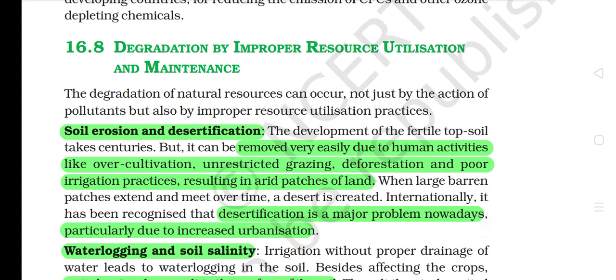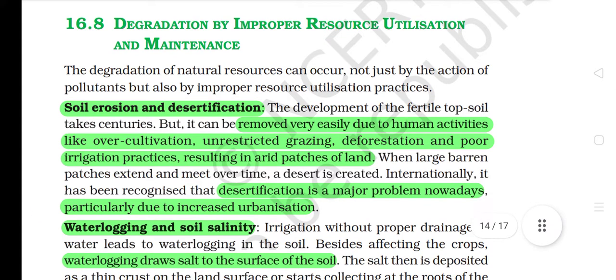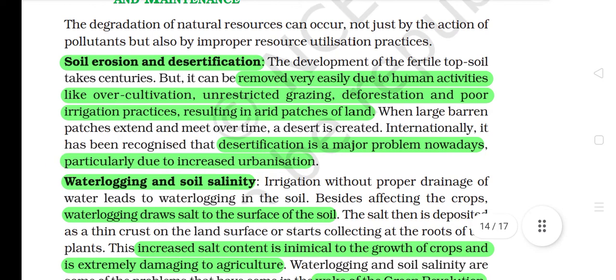16.8 Degradation by improper resource utilization and maintenance. The degradation of natural resources can occur not just by the action of pollutants but also by improper resource utilization practices. Soil erosion and desertification. The development of the fertile topsoil takes centuries, but it can be removed very easily due to human activities like overcultivation, unrestricted grazing, deforestation, and poor irrigation practices, resulting in arid patches of land.